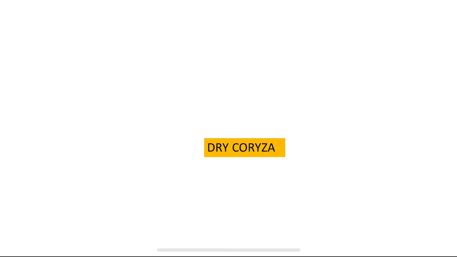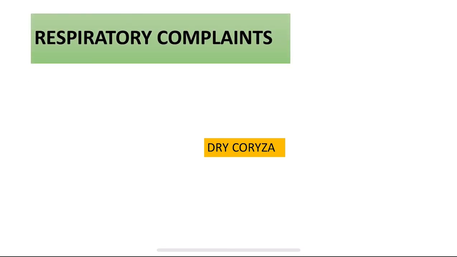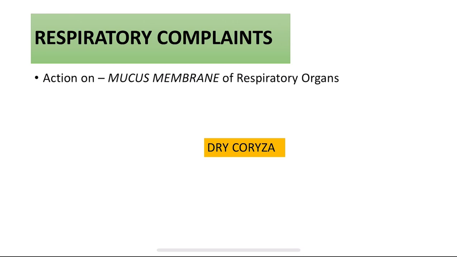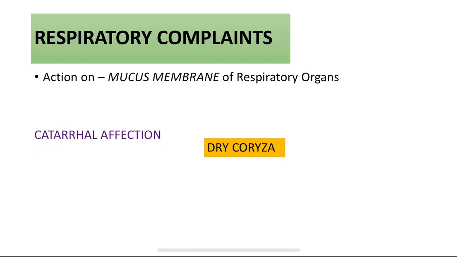The dry coryza precedes the fever paroxysms. In the respiratory complaints, we have dry coryza which precedes the fever paroxysms. We know that acting on the respiratory system, it acts especially on the mucous membrane of the respiratory organs and sets up a catarrhal affection of the air passages. We saw this in the sphere of action. What does Sambucus do? It produces catarrhal affections of air passages.